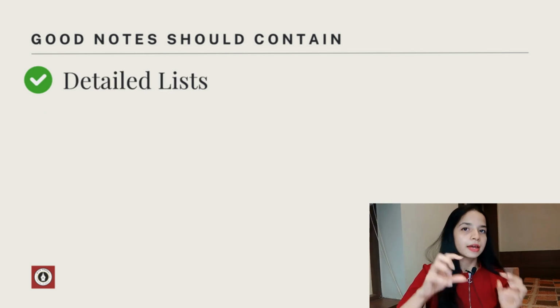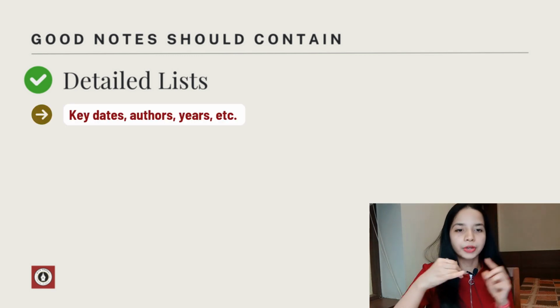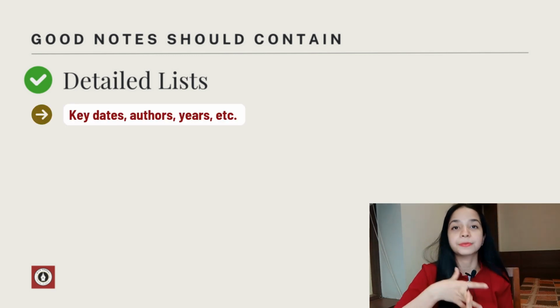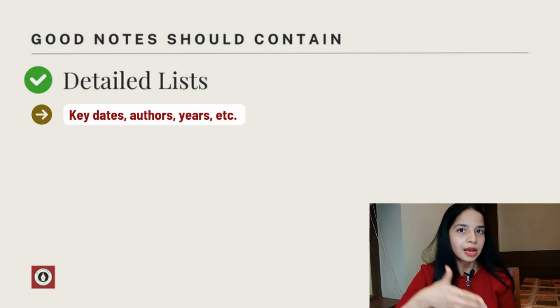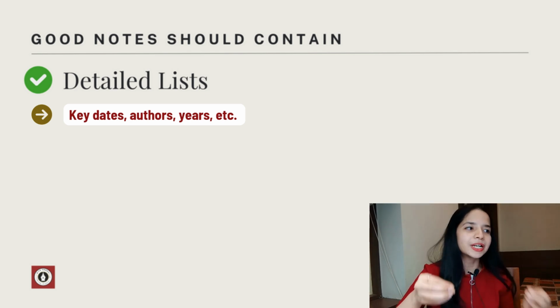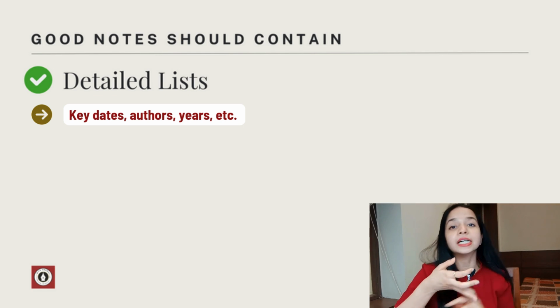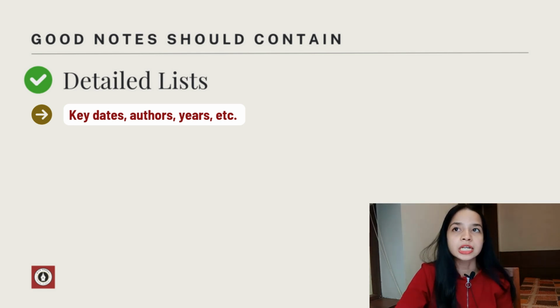The second thing that your notes should contain are the detailed lists of the key dates, authors, and periods. Now, as you might be knowing, the NET exam often asks you factual questions and not conceptual questions. What do I mean by that? Basically, questions related to the year in which the authors were born, the year in which they published these famous works, or something along the lines of it, and not some very conceptual based questions that generally happen in literature classrooms.